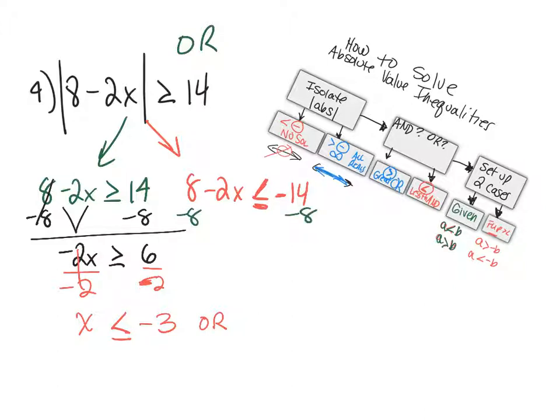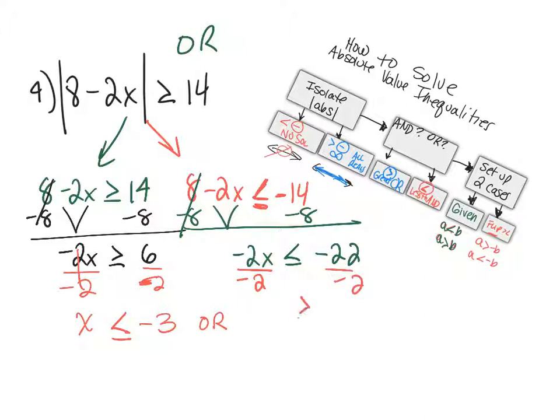Subtract 8 on both sides. You get negative 2x is less than or equal to negative 22. I am going to once more divide by a negative, which means I have to flip the symbol. And you get x is greater than or equal to positive 11.